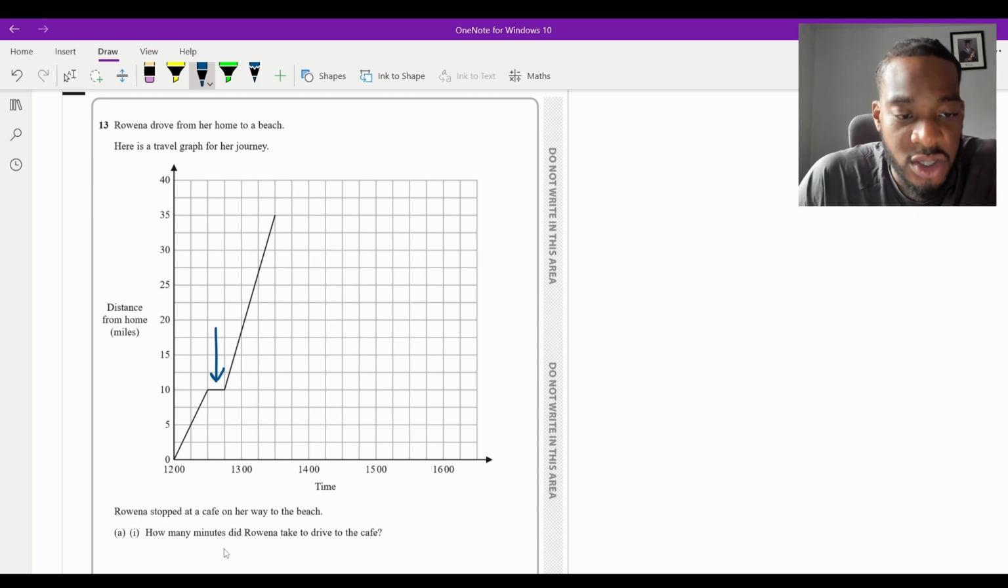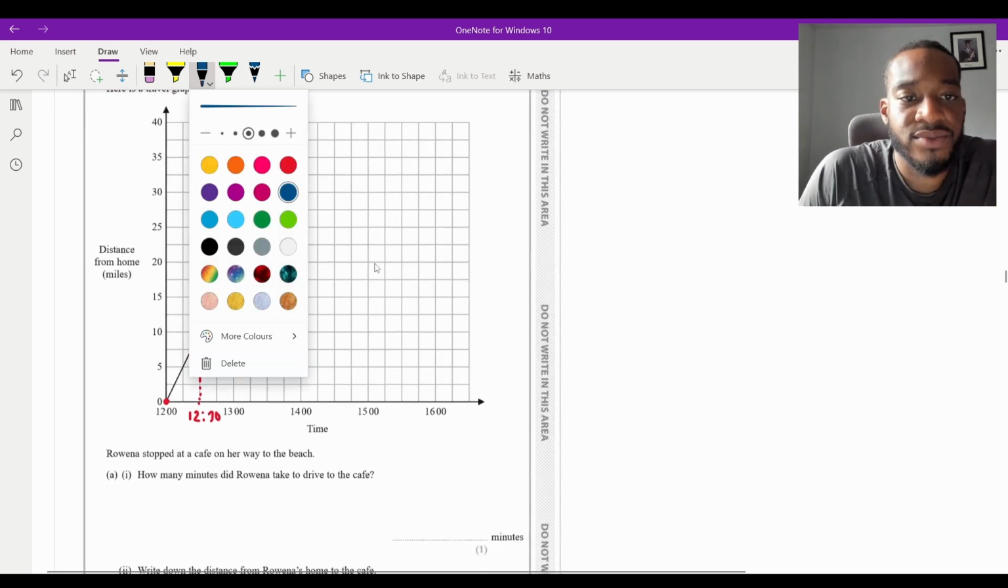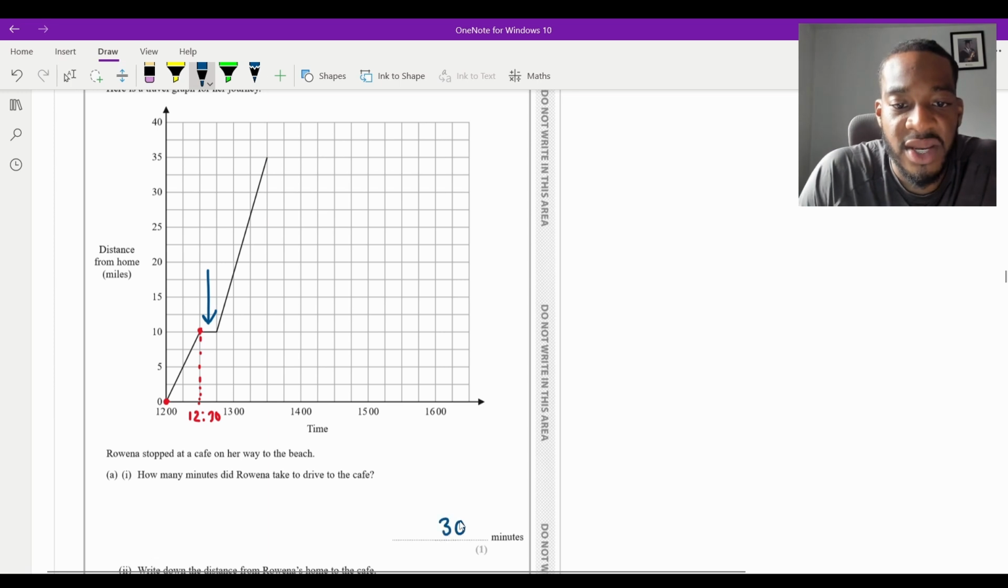So to answer the question, how many minutes did Rowena take to drive to the cafe? Well, she drove to the cafe from this point to that point, right? And we need to figure out what that time is. Well, that is bang in the middle of 12 and 1 o'clock. That's going to be 12:30. So it must have taken her 30 minutes to drive to the cafe. So I'm just going to put a 30 there, 30 minutes.